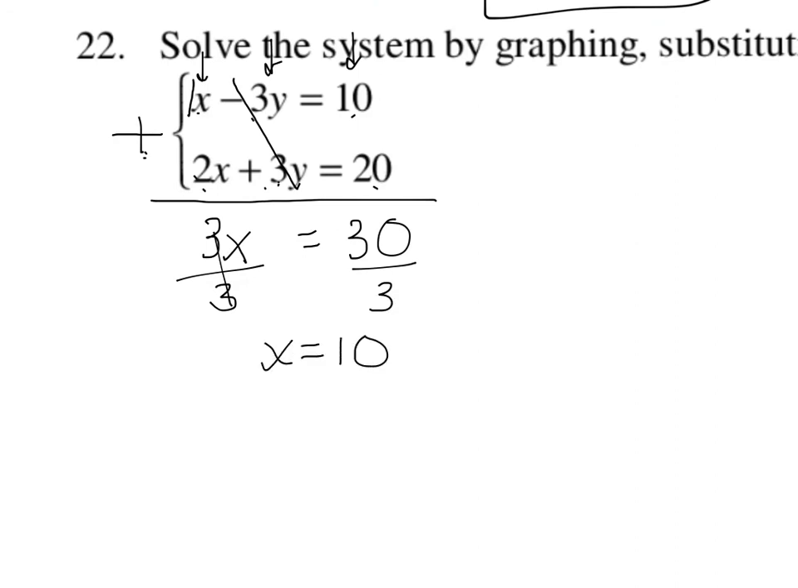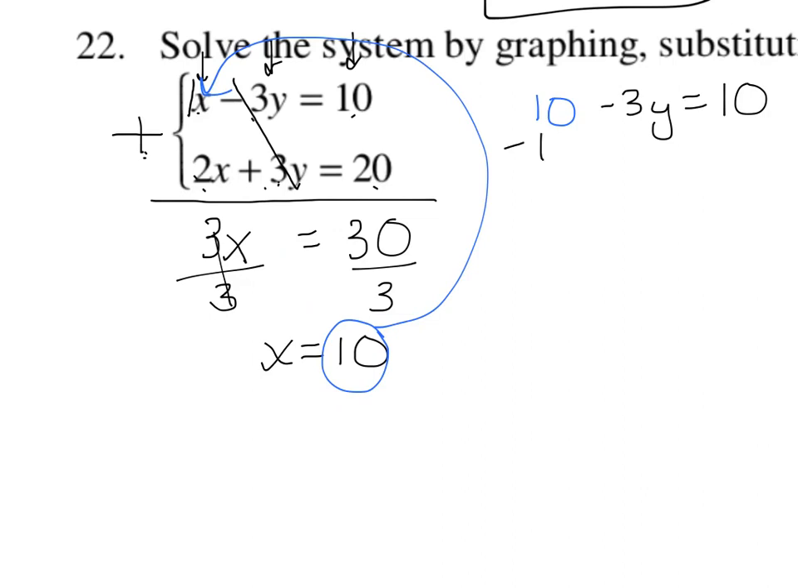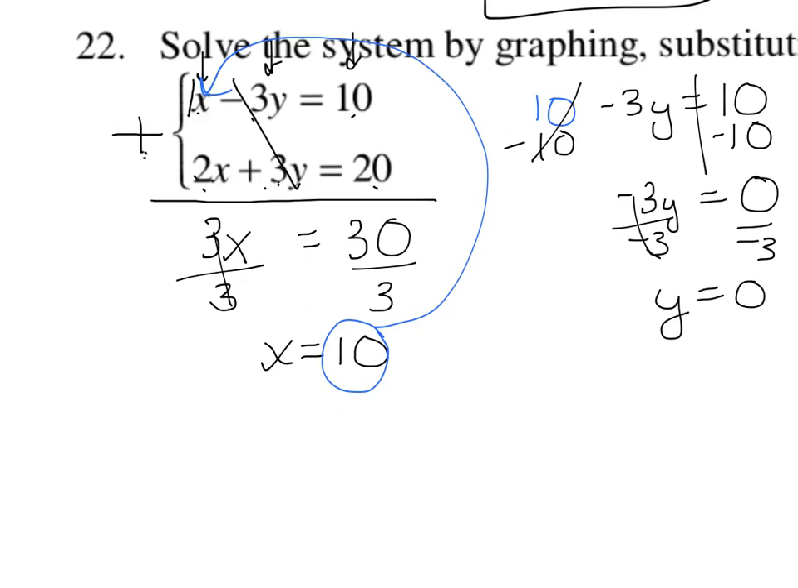Once we solve for that, we can take it and plug it into either one of the x's. It doesn't matter which one. So we have 10 minus 3y equals 10. When I subtract 10 from both sides, I get negative 3y equals 0. And when I divide by negative 3, I get 0. So the ordered pair here is x, which is 10, comma, y, which is 0.